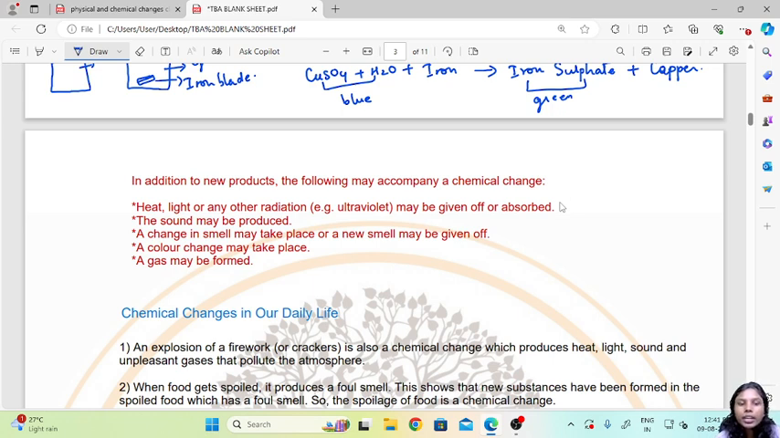Color change may take place. Say you have litmus paper that you are using to check the pH. In that case, the litmus paper changes depending on the solution. And a gas may be formed. In that case, we know the example of carbon dioxide that is being released.